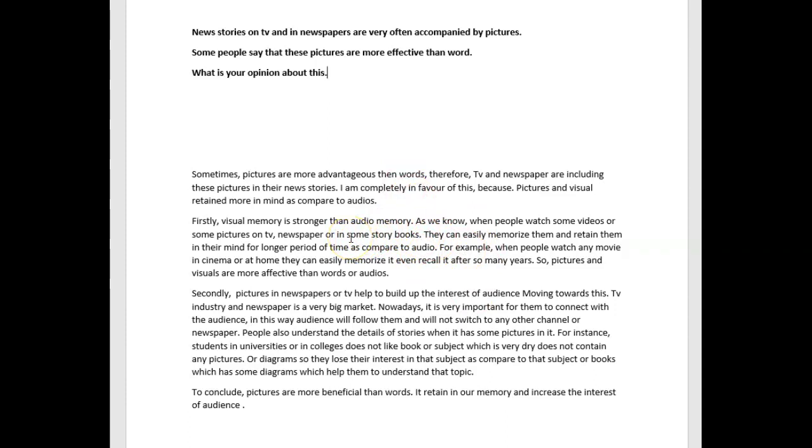So as we know, when people watch videos or pictures on TV, newspapers, or in storybooks, they could easily memorize them and retain them in their mind for a longer period of time as compared to audio. All right, that's what you needed to do. So one sentence here, get rid of these some and some here. For example, when people watch any movie in the cinema or at home, they can easily memorize it and recall it even after so many years. So pictures and visuals are more effective with an E than words or audio. Get rid of this S.